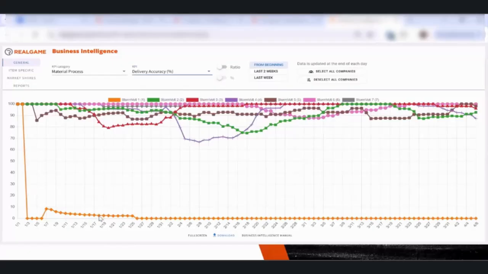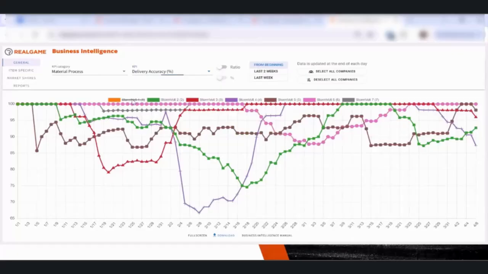This must be the teacher's company, because these companies are never in time with the deliveries, but the other ones are doing quite well. So these are probably the student companies.